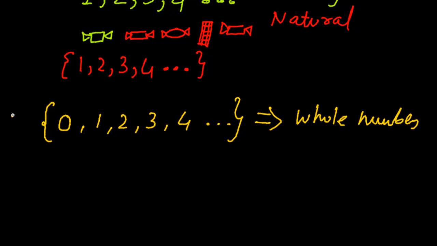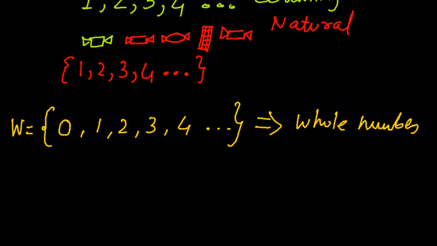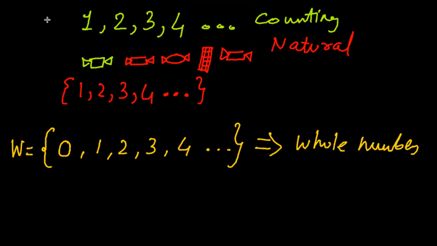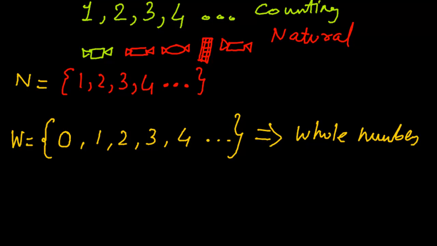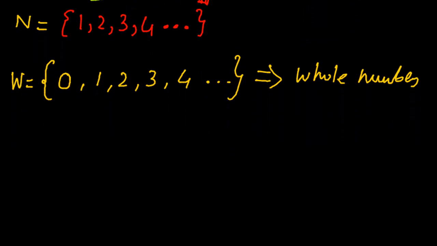Okay, and this is represented by W. I just forgot to tell you that natural numbers are represented by N. Whole numbers are represented by W. Now, this was all about natural numbers and whole numbers. Now let us talk a bit about the number line. How are you going to represent these numbers on the number line?